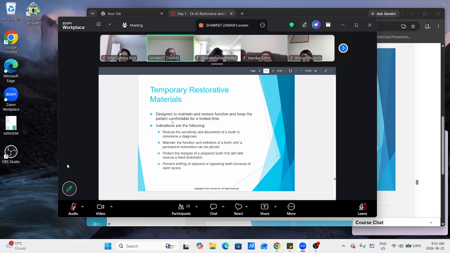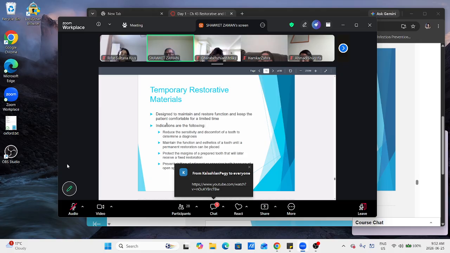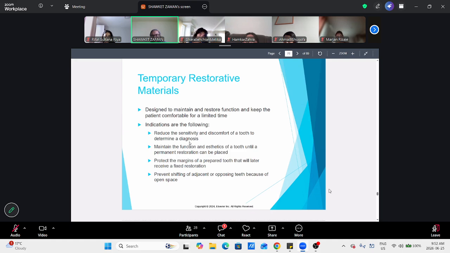So what are the indications? Number one, sometimes patients come to the clinic with sensitivity and discomfort of the tooth pending a diagnosis. We are not sure whether we go for a final, permanent restoration or not. Sometimes the patient gives a history of sensitivity, so in that case it is better not to go for permanent restorations. We go for a temporary restoration for the time being. And if we see the patient is improving, with no sensitivity and no discomfort, then we go for the final restoration on top of the temporary restoration.